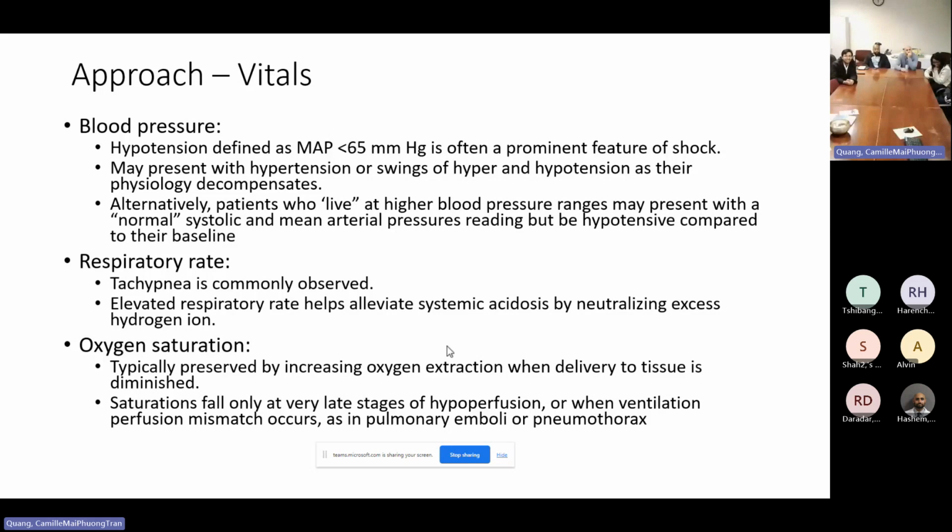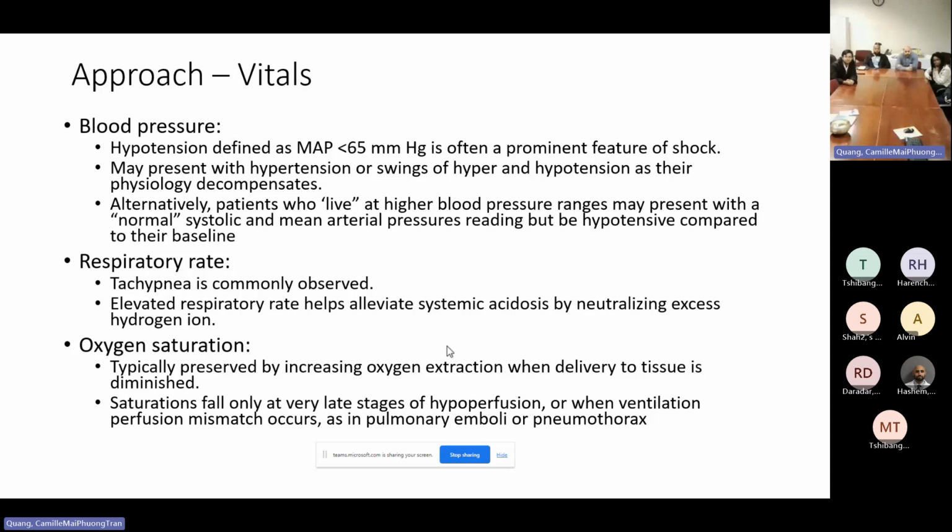So with hypotension, if you have your patient in shock, they may present with hypertension or some swings, especially as they're decompensating. And then there are people who live at a higher blood pressure. We have people who come in with a systolic blood pressure of 200, so their system is used to that high blood pressure. If we drop it, or if they're appearing normal, it's not normal for them. So we have to remember that.